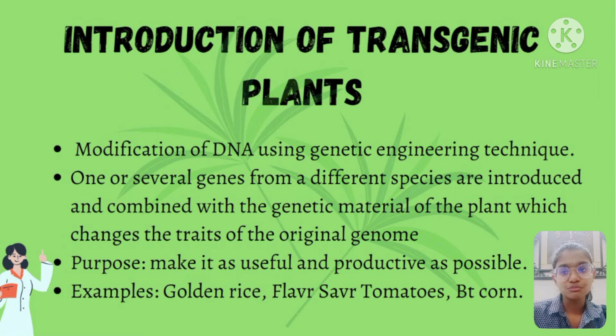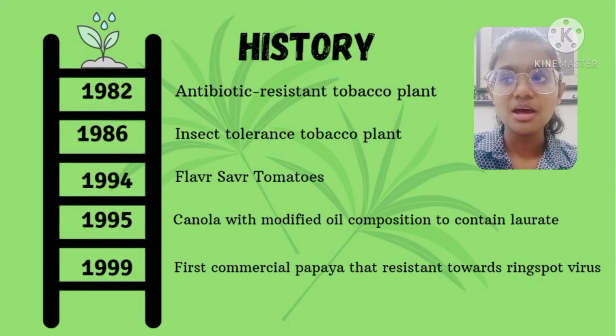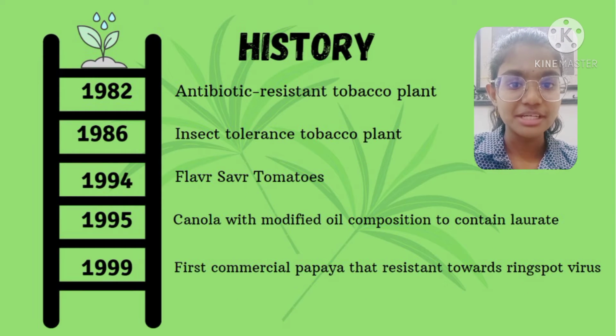The purpose of these transgenic plants is to make them as useful and productive as possible. The examples of transgenic plants are golden rice, Flavr Savr tomatoes, and Bt corn. Moving on to the history, in 1982, the first genetically modified plant was produced using an antibiotic resistant tobacco plant, which was resistant towards herbicides.